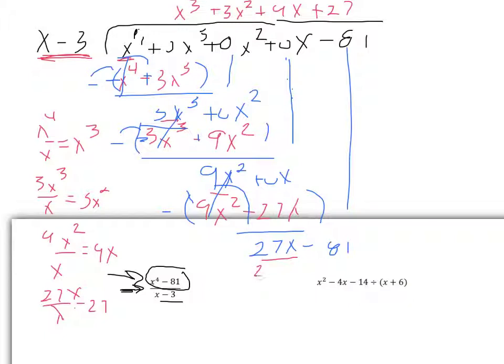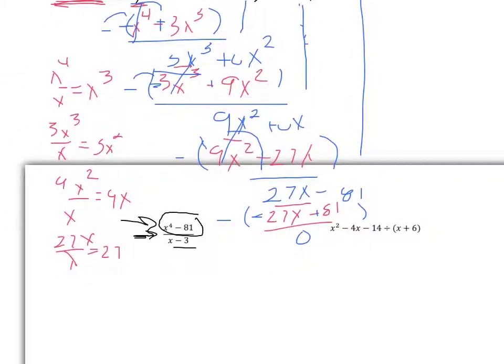27 times x is 27x. 27 times negative 3 is negative 81. Subtract here. This goes in here, making that negative and that positive. Remainder 0. So, a couple things. We need to put all the missing terms in when we have this situation going on here. So we needed all the missing terms there. When we get a remainder of 0, that means that this polynomial divides the polynomial evenly.